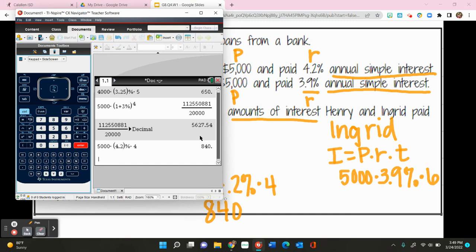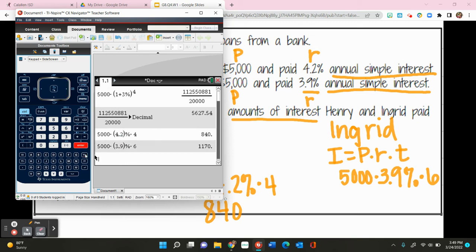So putting that in your calculator, 5,000 times 3.9% times 6. When you press enter, you will see that the amount of interest earned on her loan was $1,170.